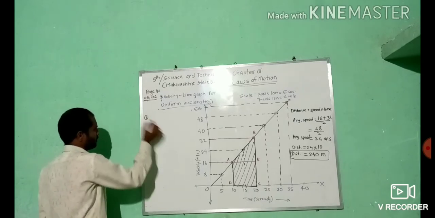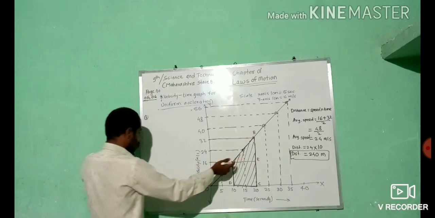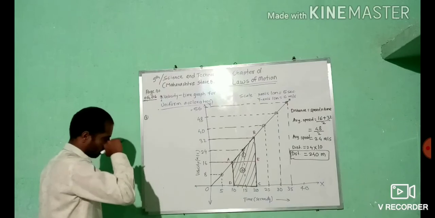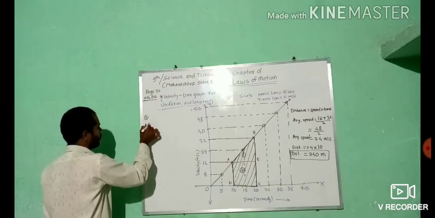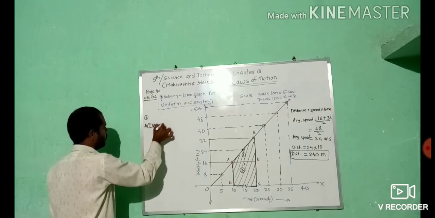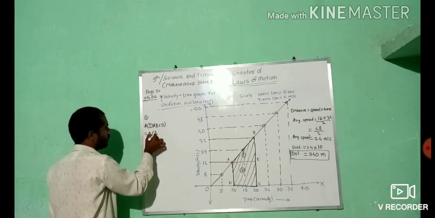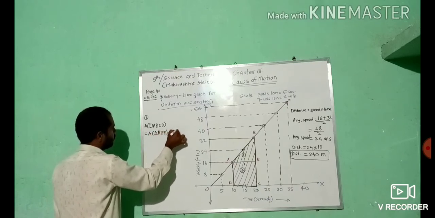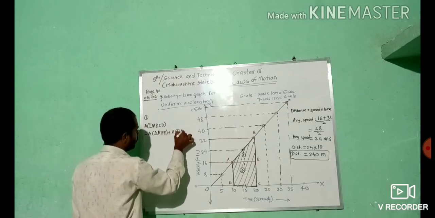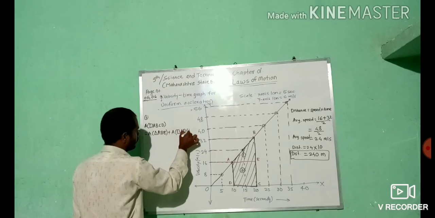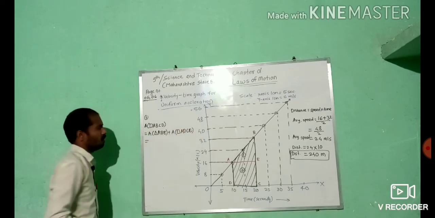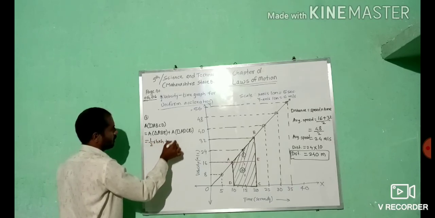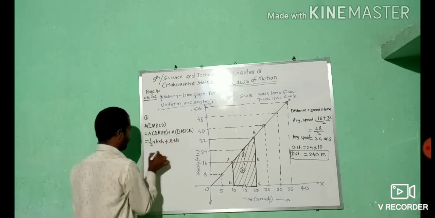Okay, so we have two methods. First, just divide that figure into two figures. Suppose the first is a triangle and the other is, you can say, a rectangle. Okay, so the area of that quadrilateral ABCD is nothing but the area of triangle ABE plus the area of rectangle ADCE. So what is the area of a triangle? 1/2 b into h, plus the area of the rectangle, l into b.